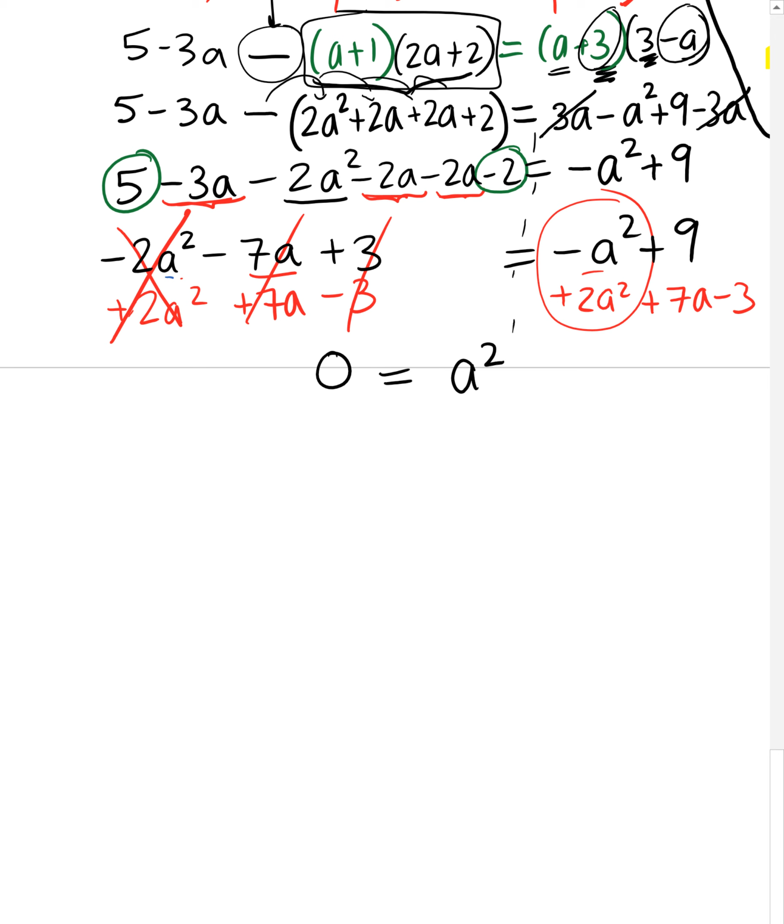a squared. Then there's a plus 7a that has no like terms. And there are two constants here now. Plus 9 minus 3 makes plus 6.